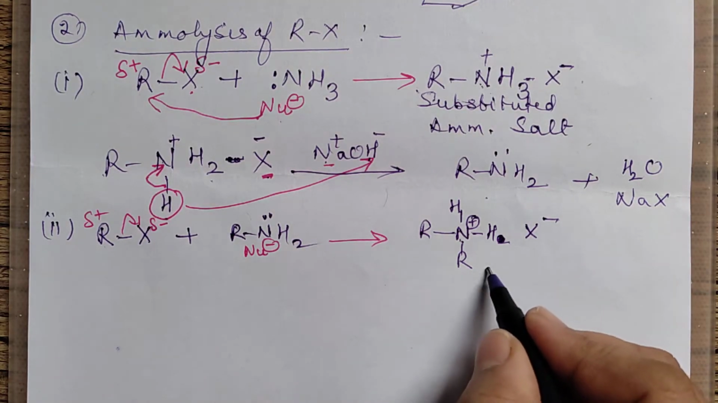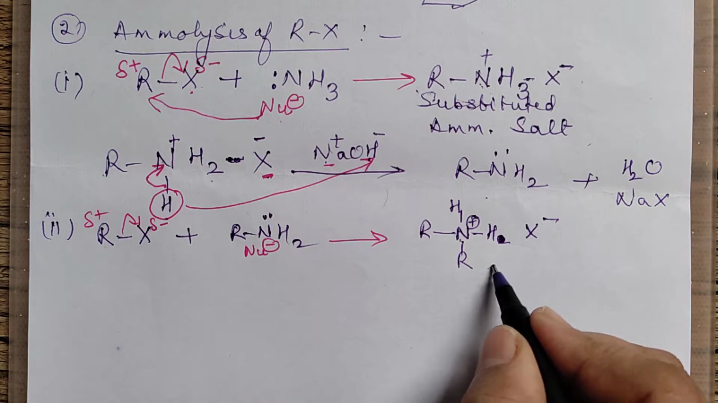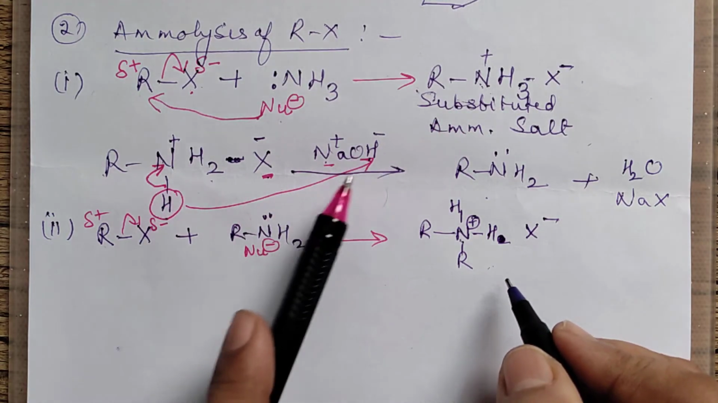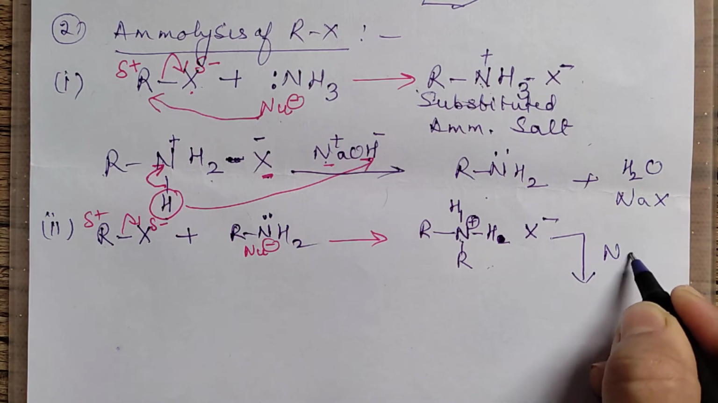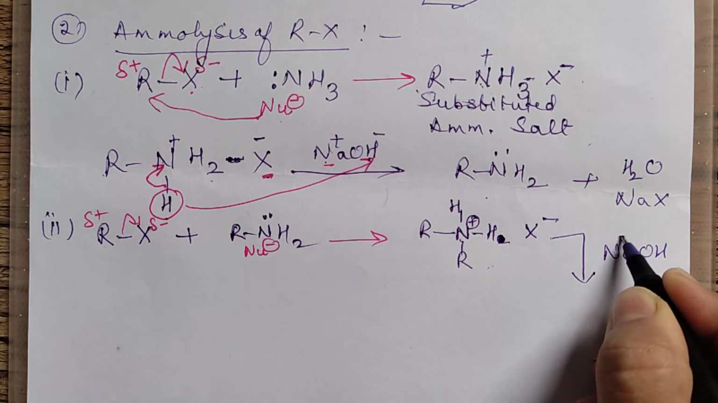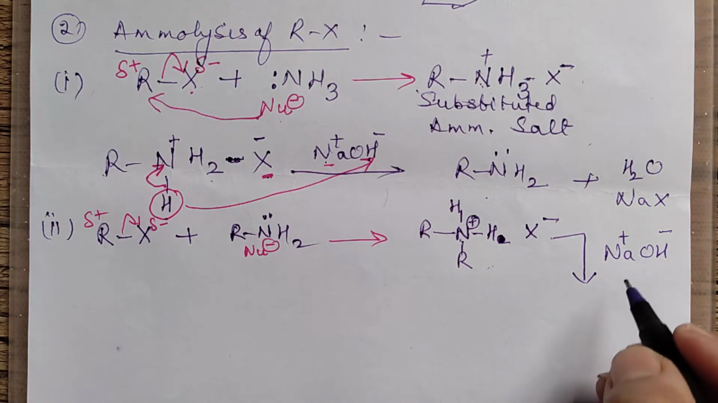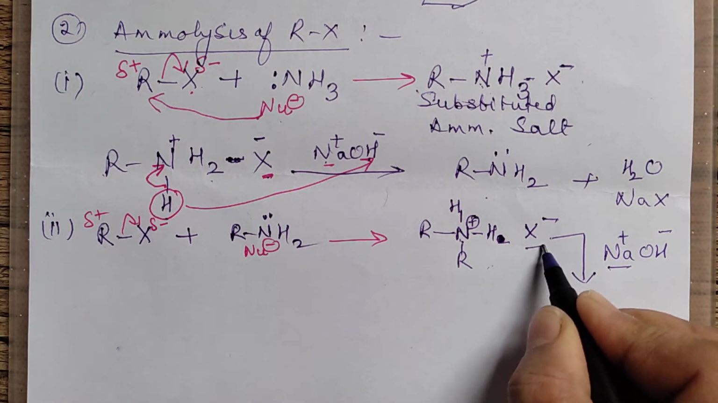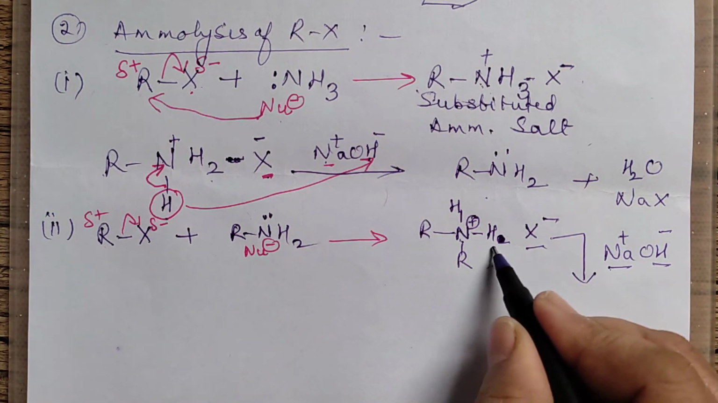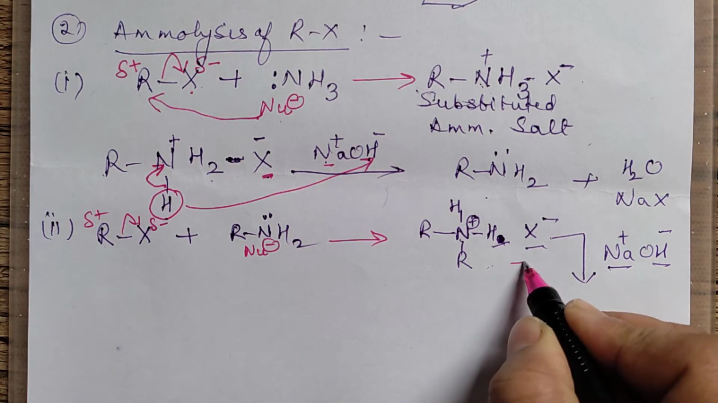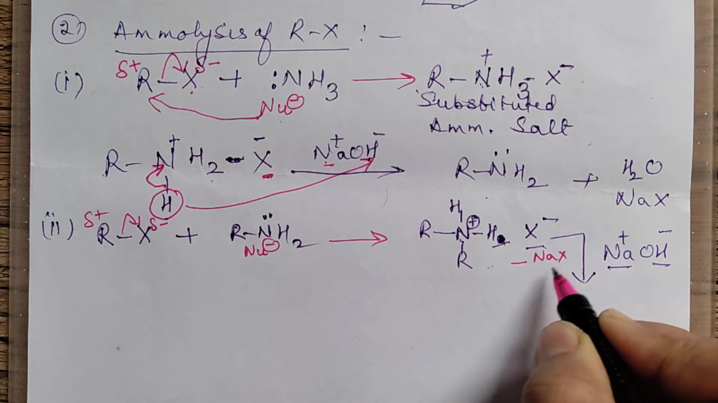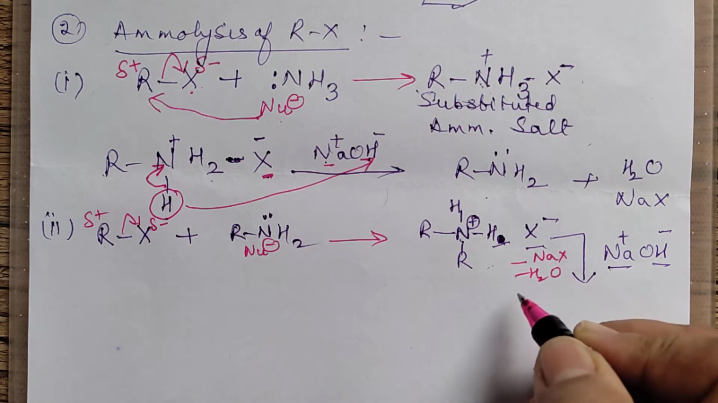Now in this particular product, like we did here, this will be again treated with NaOH. So if it is treated with NaOH, what will happen? NaOH is having Na plus and OH minus. This Na will take away this X. This OH will take away one of the H from here. So what will come out? Let me write here on the arrow itself. One NaX has come out. One water molecule has come.